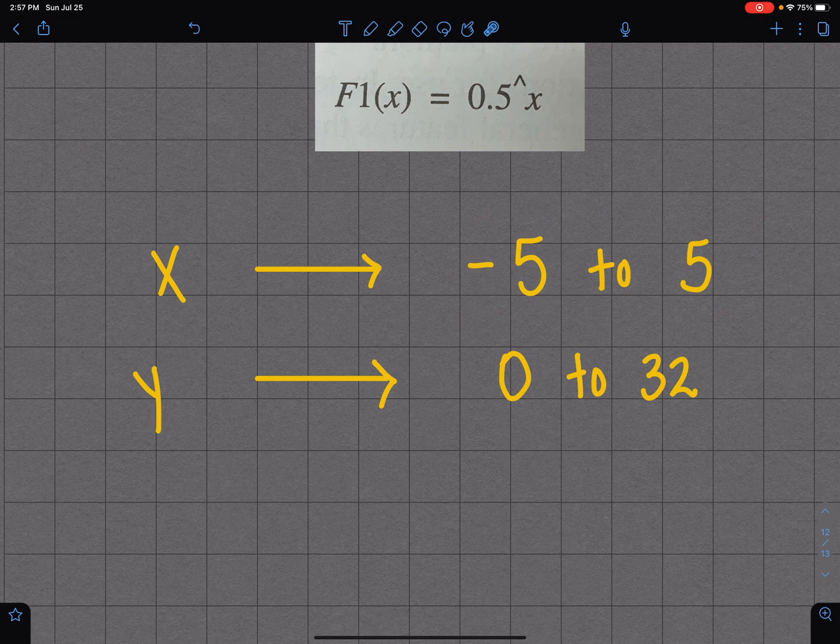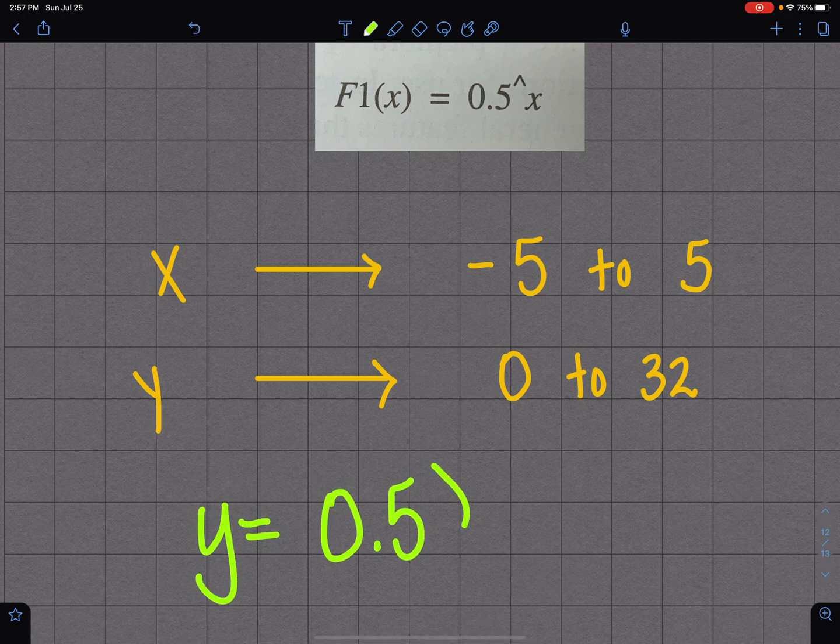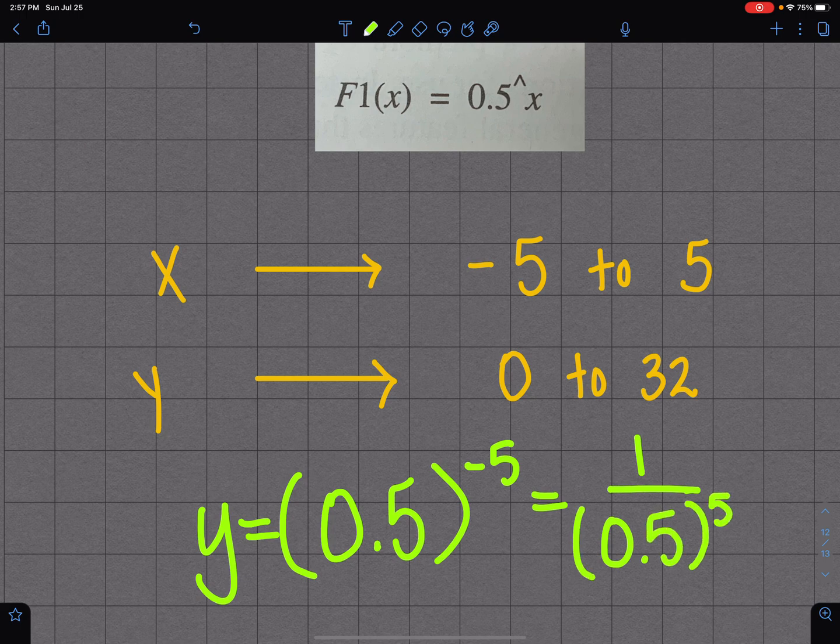Well, let's plug a -5 into that equation. So y is equal to 0.5 raised to the -5. That's the same as 1/0.5 raised to the 5th power. And what would we get for that? Let's see, we would get 32. Yeah, 32 for that one.